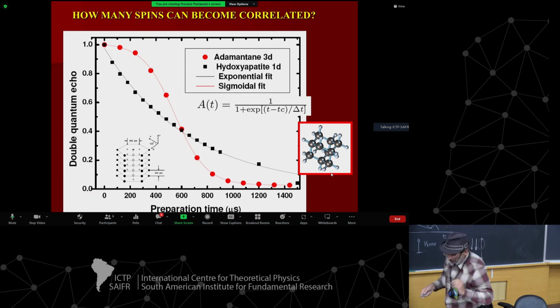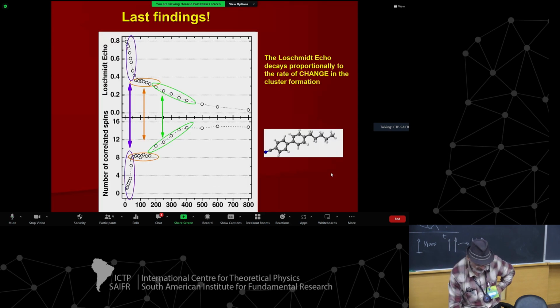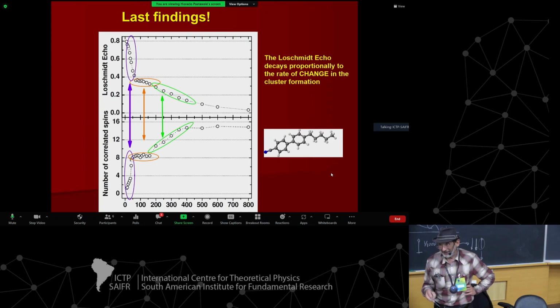In that case, in the one-dimensional system, the decay of the Loschmidt echo was essentially exponential. So it was not really many-body, because it can be proved analytically that it's not many-body at all. While in this crystal, it's not actually a Gaussian, it's a sigmoidal. I'm going to discuss that a bit later on. But here I have the case that you mentioned. Here, it is a liquid crystal.